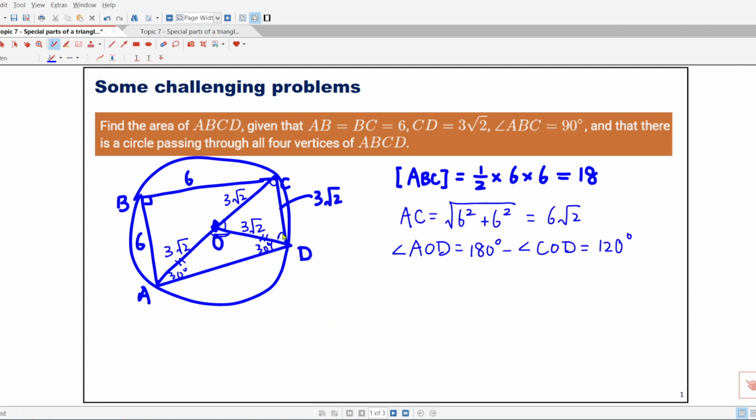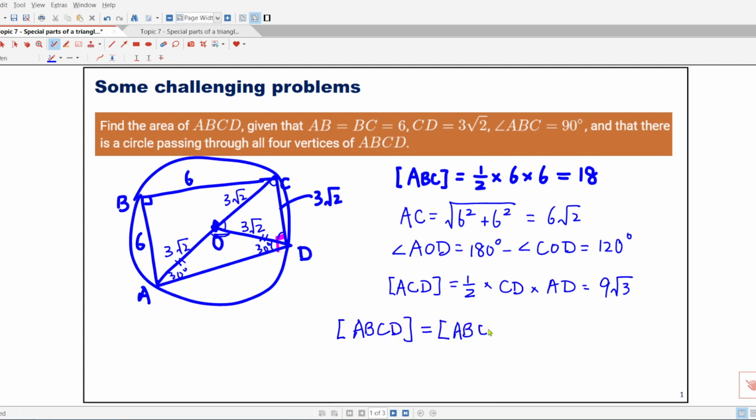And therefore we know actually ACD is also a right triangle, and angle ADC is 90 degrees. Therefore, we know the area of triangle ACD equals 1/2 of CD times AD, right? Which gives us 9 square root 3. And therefore, we know the area of ABCD equals the area of ABC plus area of ACD, which is actually 18 plus 9 square root 3, right?